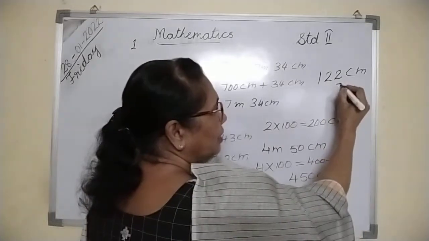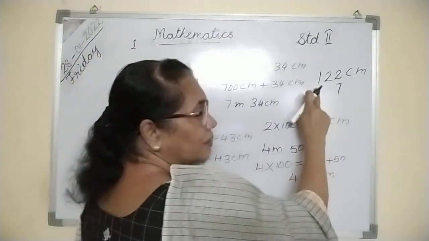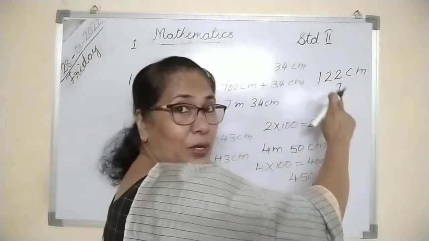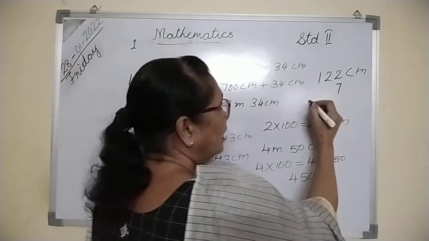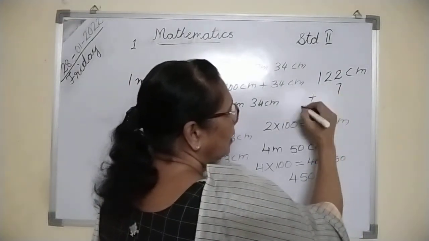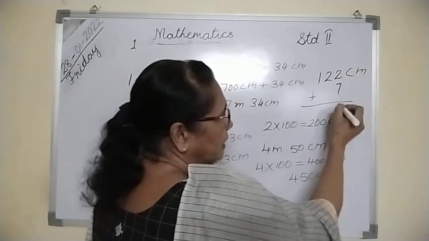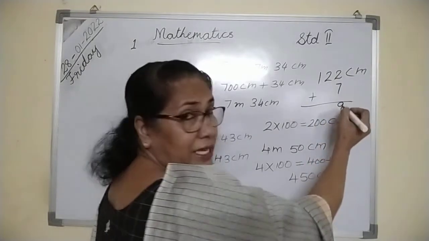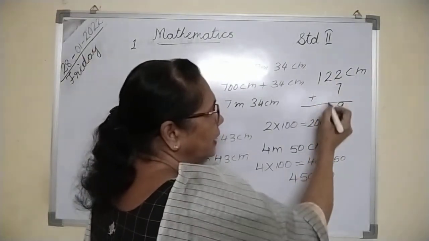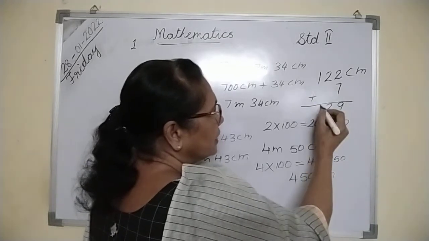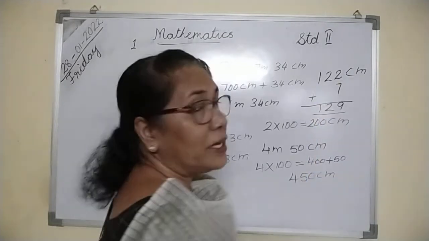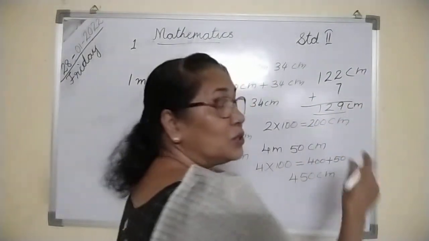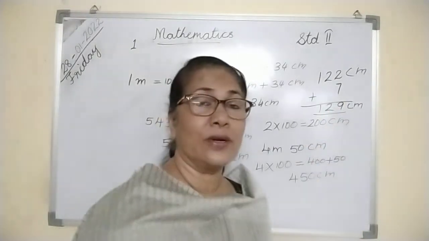Now that 7 should come here. You don't write it here. This is the place value of 100. This is the place value of 10. This is the place value of 1. So when you write, you have to write it in the correct place. Now when you add this, 7 plus 2 is 9. This is only an example I am showing. Now there is nothing to add here. Bring that number down. Here also there is nothing. So 122 plus 7 is 129 centimeters.